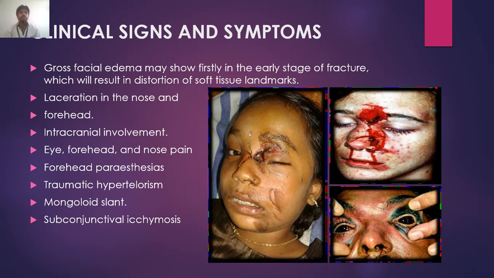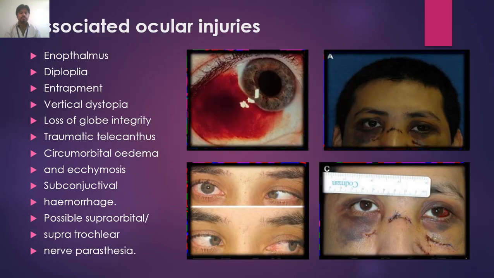Gross facial edema may first show in the early stages of fracture, which will lead to distortion of soft tissue landmarks, laceration of nose and forehead, intracranial involvement, eye, forehead and nose pain, forehead paresthesia, traumatic hypertelorism, mongoloid slant, and subconjunctival ecchymosis. Associated ocular injuries can be enophthalmos, diplopia, entrapment of muscles, vertical dystopia, loss of globe integrity, traumatic telecanthus, circumorbital edema, and ecchymosis. Subconjunctival hemorrhage, possible supraorbital and supratrochlear nerve paresthesia.